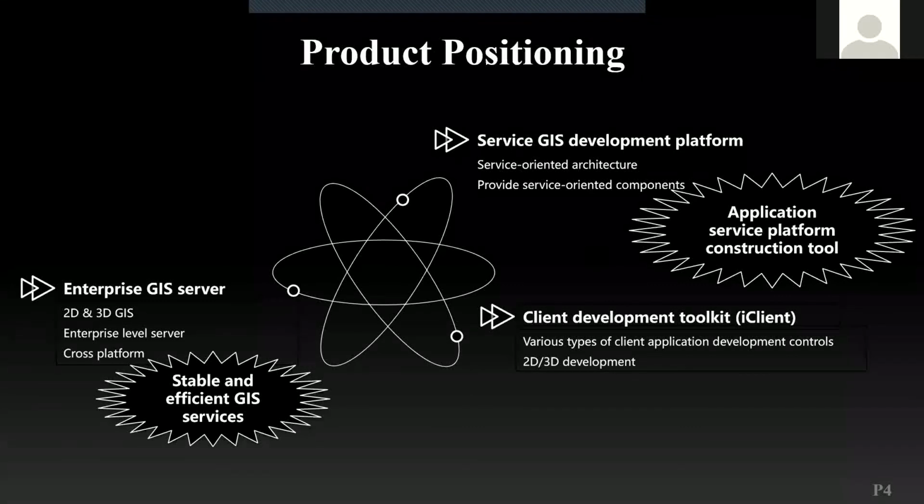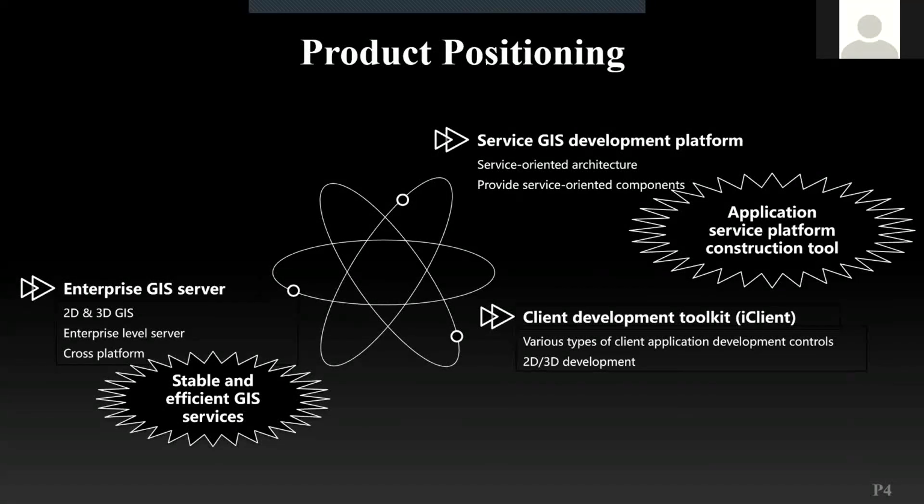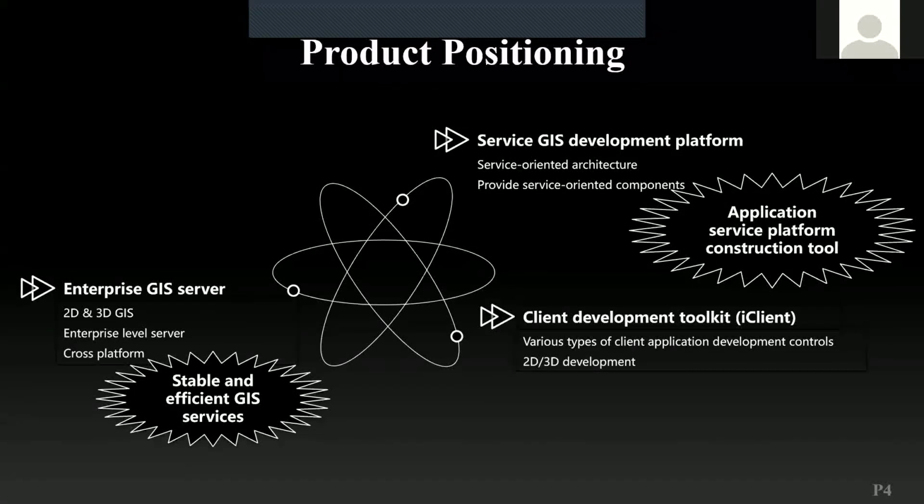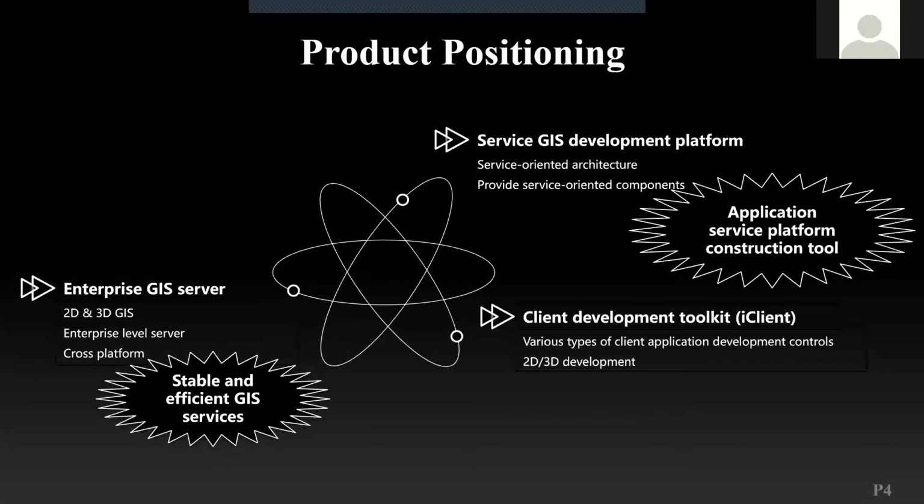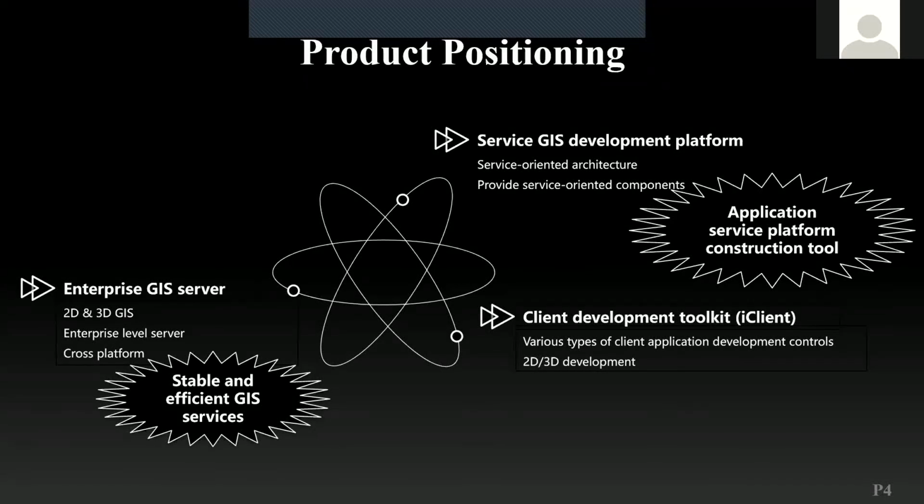If we want to make our own web application, then we need to do secondary development based on the services published by iServer. So that is the client development toolkit, which is iClient. The iClient actually is another product. It's on the web terminal, and it provides us the SDK or API. We can refer to iClient and, based on the SDK of iClient, develop our own application, and based on it we can do various types of client application development controls, and both 2D and 3D applications can be developed.